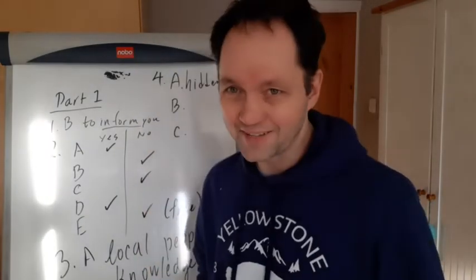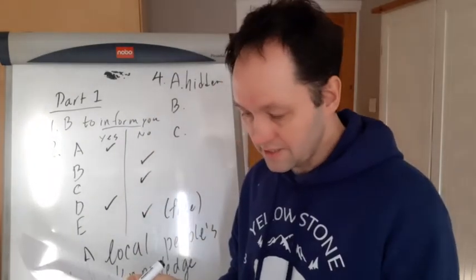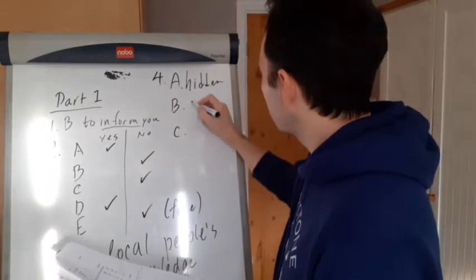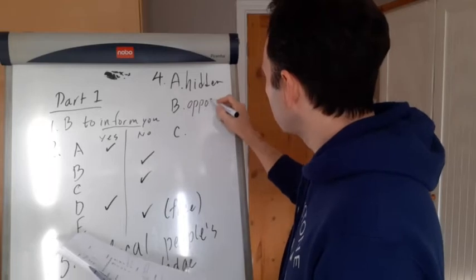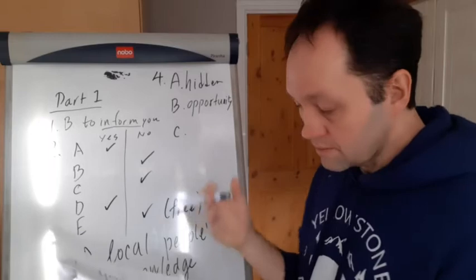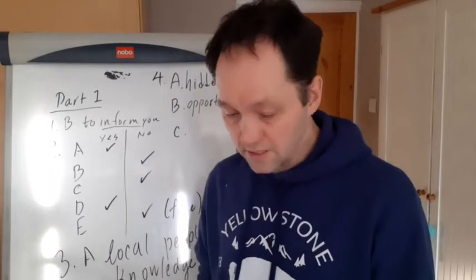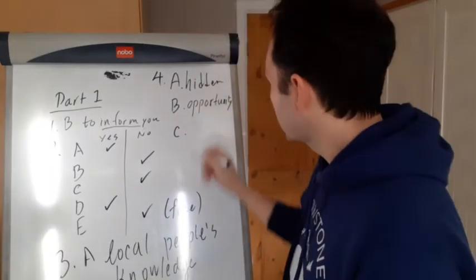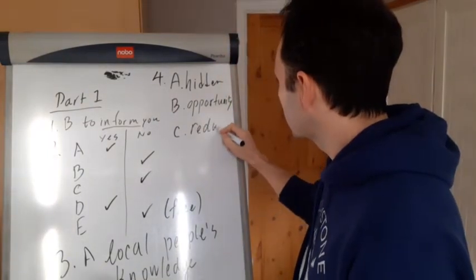Hidden, behind. All right, the next one is, look at paragraph 5, which word means a chance? And that word is opportunity. Okay, opportunity means chance. The final one, C, look at paragraph 5, which word means to make smaller? And that word is reduce.